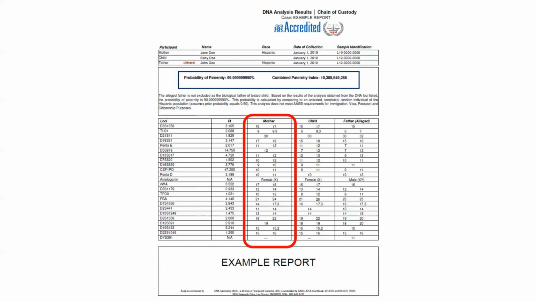And down the line, if there's only one number, like you can see one of them says 30 and the other one says 12, that means she has 2 copies of the same. So she has 2 for that section of DNA. Both of hers are 30. So she got 30 from both of her parents.